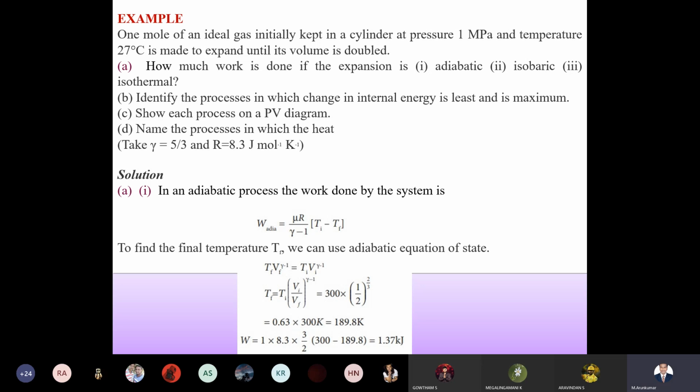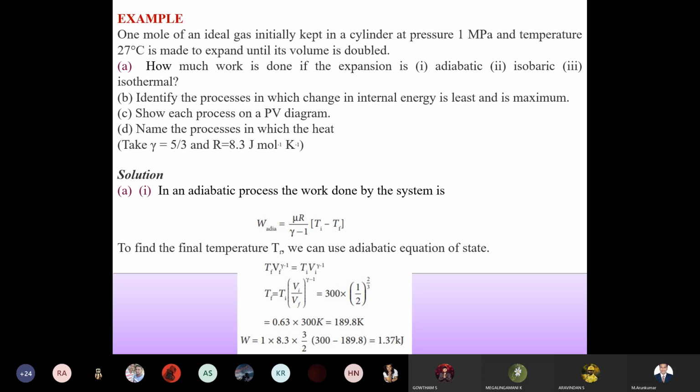Right. So to find the final temperature, we can use the adiabatic equation of state: T final V final power gamma minus 1 equal to T initial V initial power gamma minus 1. Here only T initial is given, so we can find T final using this equation. If you substitute the values, T final is 189.8 Kelvin, approximately 190 Kelvin.